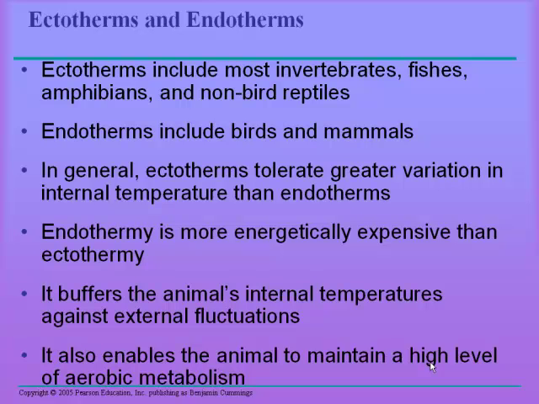Endothermy is more energetically expensive, needs more ATP, more cellular respiration than ectothermy. It buffers the animal's internal temperatures against external fluctuations, and it also enables the animal to maintain a high level of aerobic metabolism. So we've established in the past couple slides that the metabolic rate is higher in endotherms than ectotherms, and cellular respiration is greater in endotherms than ectotherms.